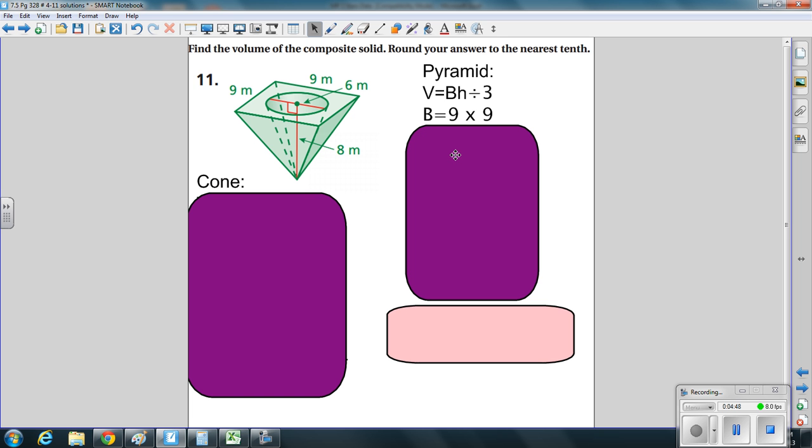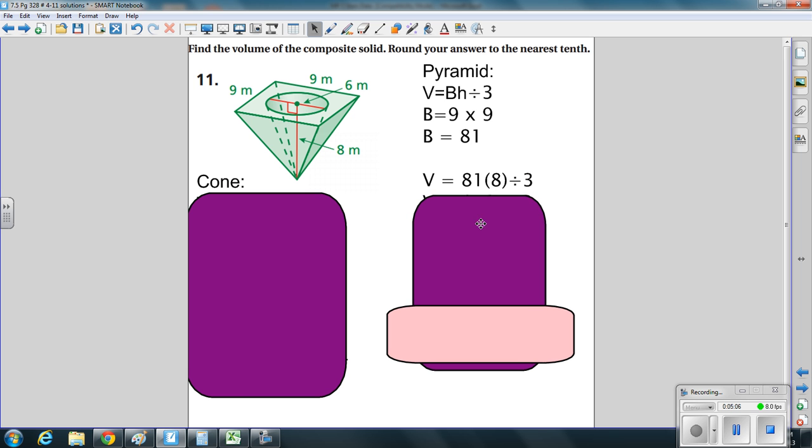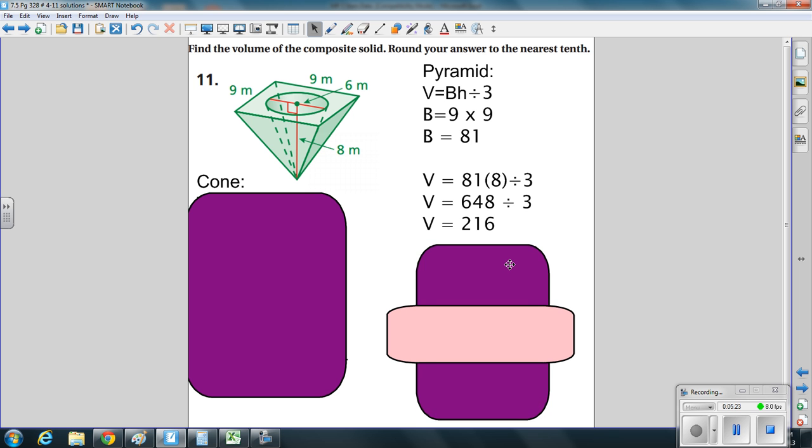So I'm going to look at area of the base. The base is a square, 9 by 9. This 6 represents the diameter, so please don't confuse the 6 with the 9. So area of the base is 81. Find total volume. We take area of the base times the height of the pyramid. The pyramid is 8 meters tall. And then we divide by 3. So if you help me with your calculators, 81 times 8 is 648. Divide by 3, we get 216. That is the volume of the entire pyramid.